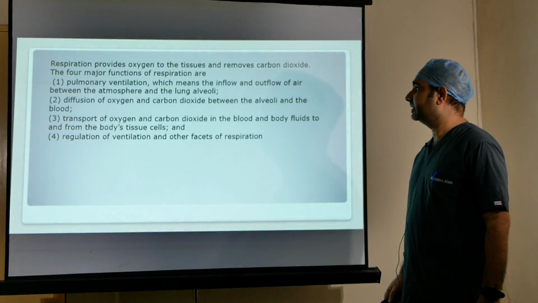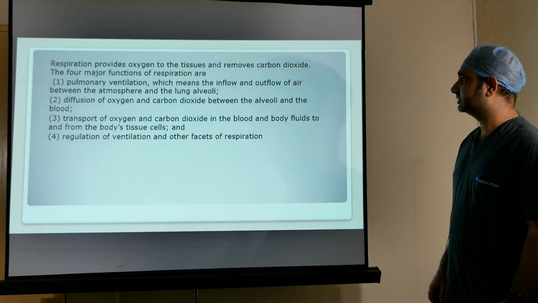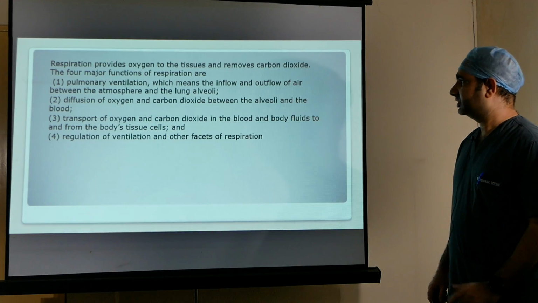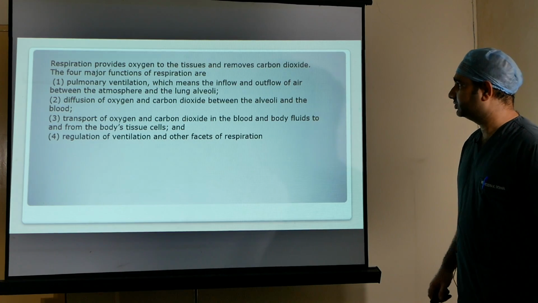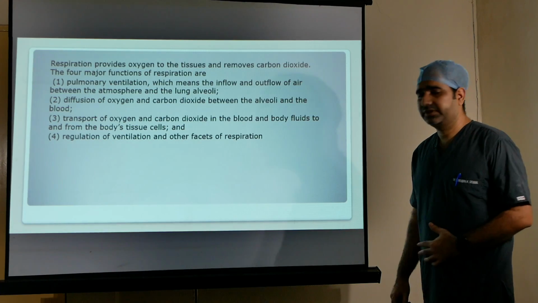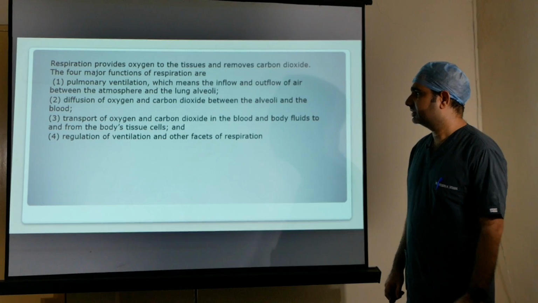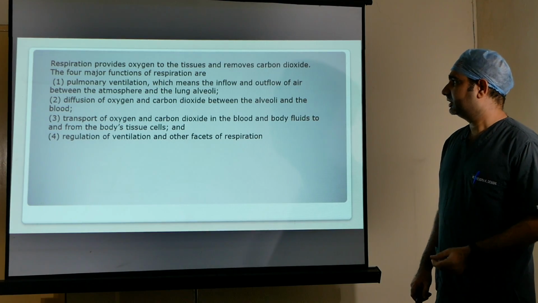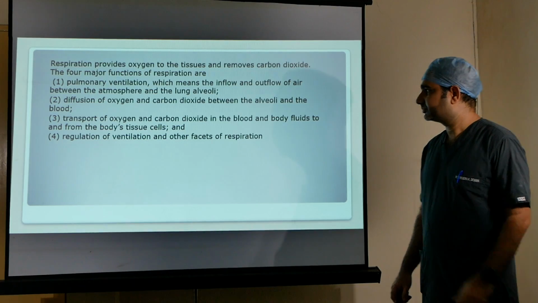So, what is pulmonary ventilation? First of all, we look at the functions of respiration. What is respiration? Respiration is the delivery of oxygen to the tissues and the removal of carbon dioxide from the tissues. The four major functions of respiration are: the first one is pulmonary ventilation. What is pulmonary ventilation? This is the inflow and outflow of air between the atmosphere and the lung.